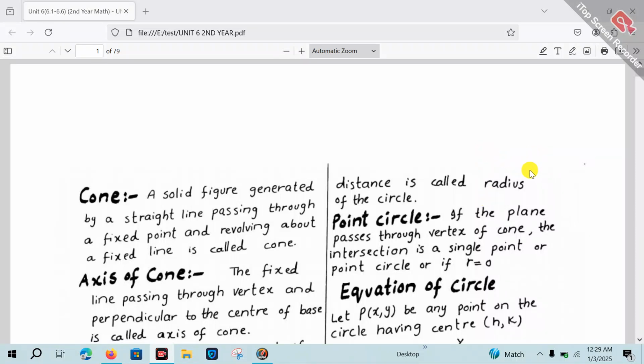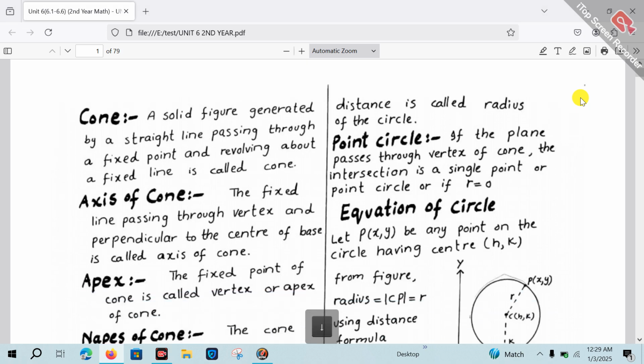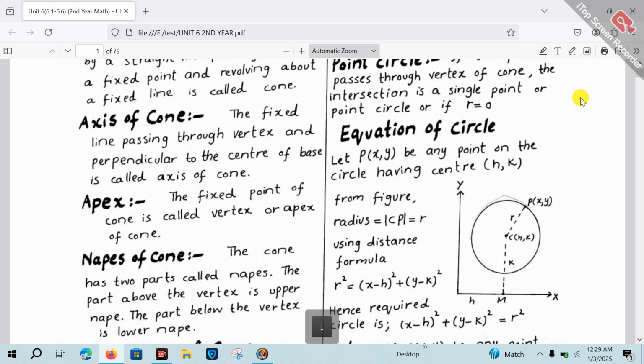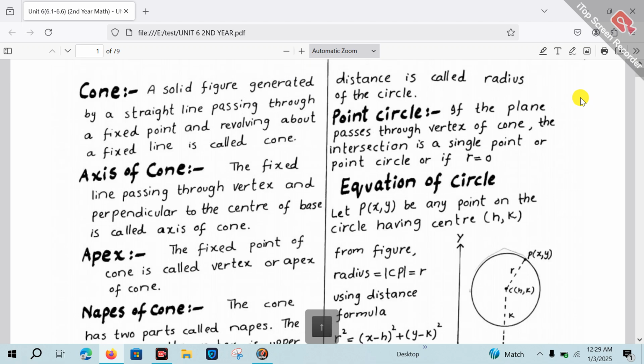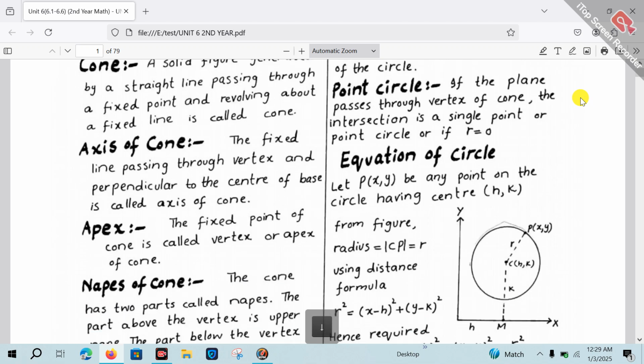Hello, dear friends. Today we are going to start lecture number 1 of unit number 6, class second year. This is unit number 6, and the first topic is about circle. Here we will discuss the concept of circle.